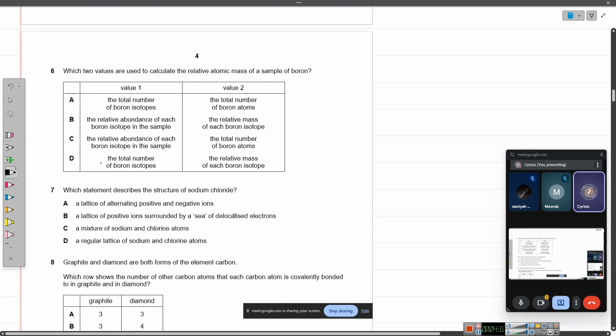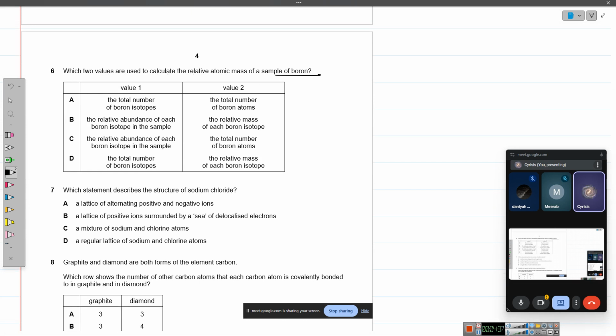Okay. Next one. Which two values are used to calculate the relative atomic mass of a sample of boron, right? Relative atomic mass. Total number of isotopes, we need one, right? Total number of isotopes, not really. Relative abundance of this, remember the relative atomic mass formula, right? That is percentage into its mass plus percentage into its mass, divided by 100. That's the relative atomic mass formula.